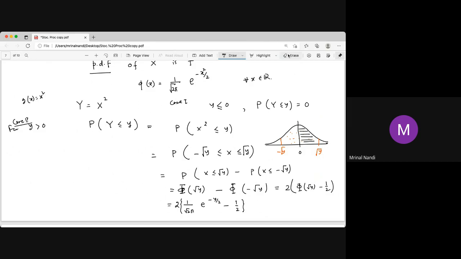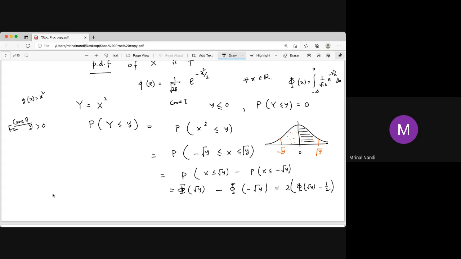Sorry, this is not the PDF. This is a distribution function. This is the small phi, but we have capital phi, so first we have to take the derivative. Capital phi of x is a different thing: it is the integration from minus infinity to x of 1 by root 2 pi e to the power minus x square by 2 dx. So you can't replace capital phi with small phi. You have to take the derivative.